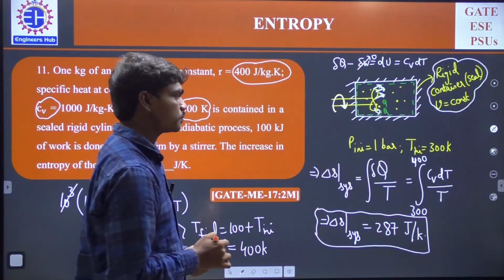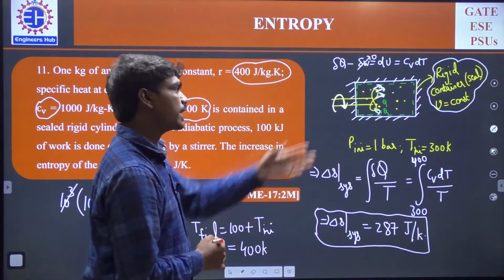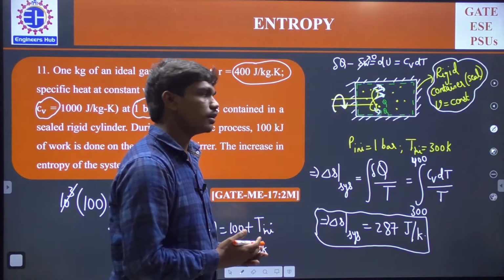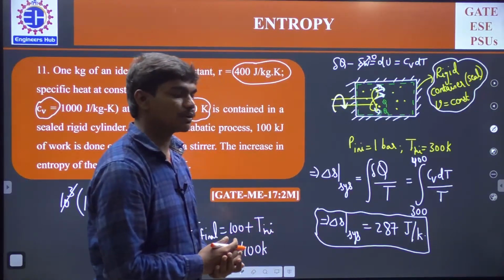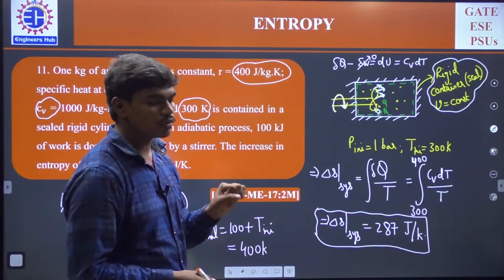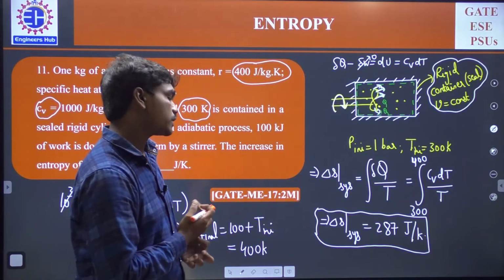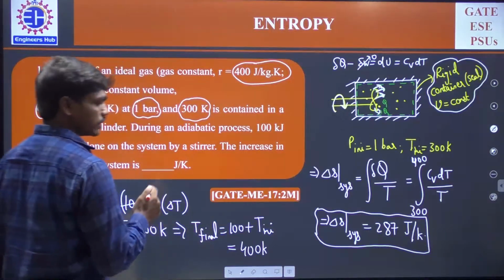Obviously it increases because it's an ideal gas which is closed. So definitely when temperature is increasing for an ideal gas, if volume is constant, then pressure increases because PV is equal to RT. So if your volume is fixed and your T is increasing, then definitely P should increase to satisfy the equation. Correct? So this is 287.